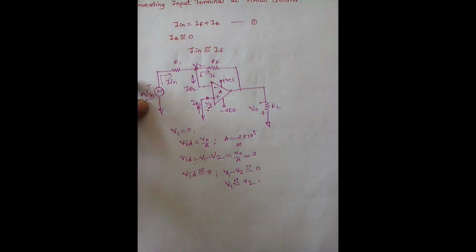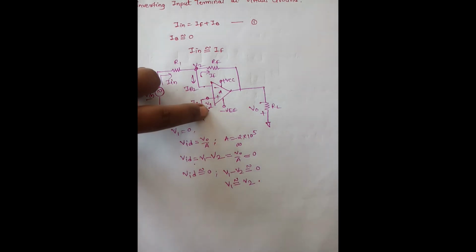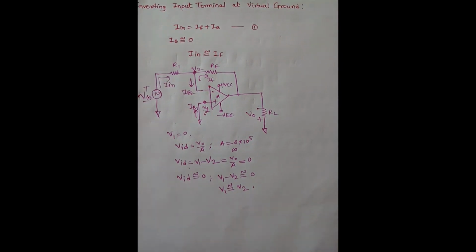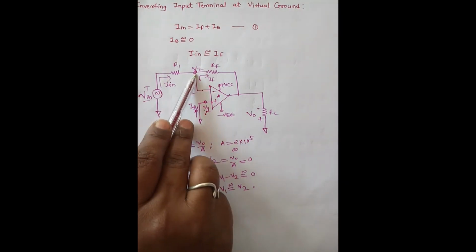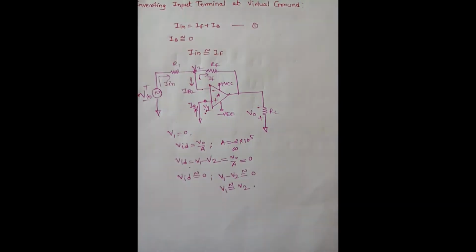Irrespective of that, we have provided V in to the inverting input terminal through resistor R1, and again feedback through the feedback resistor RF. There is a feedback voltage, but as V1 is equal to 0, we can also say that this input terminal is at 0 volt. In ordinary ground, voltage at that point is 0, but current flowing through that point is infinite, so maximum current will be flowing. But the virtual ground acts as a ground for voltage but not for current. What it means is, voltage at this point is 0, but current is not infinite.